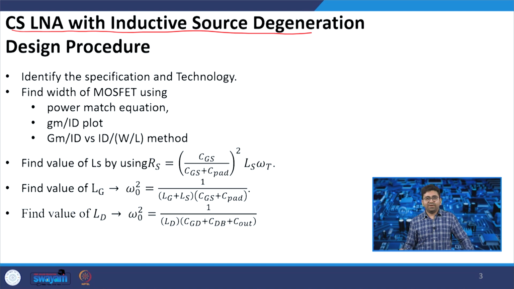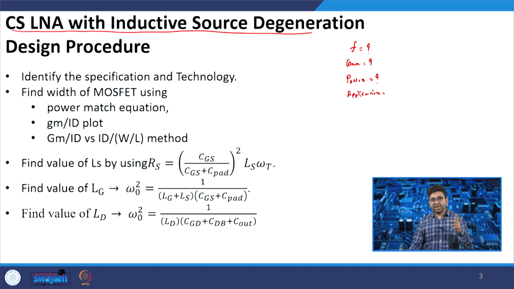First of all, we need to identify the specifications. Let us say the frequency of operation, the gain that we require, the power consumption, and the application. All these specifications need to be worked out before designing the low noise amplifier.